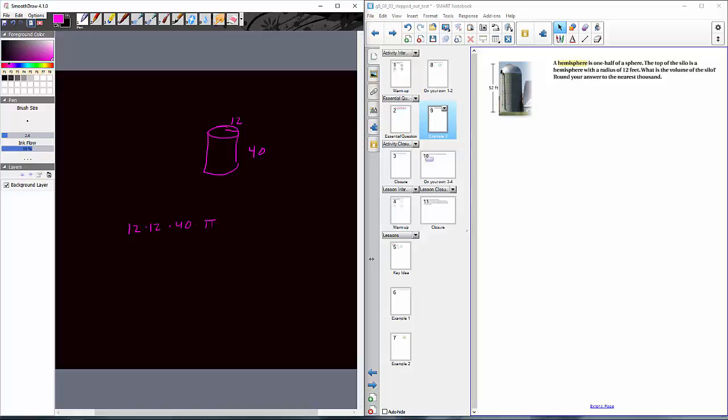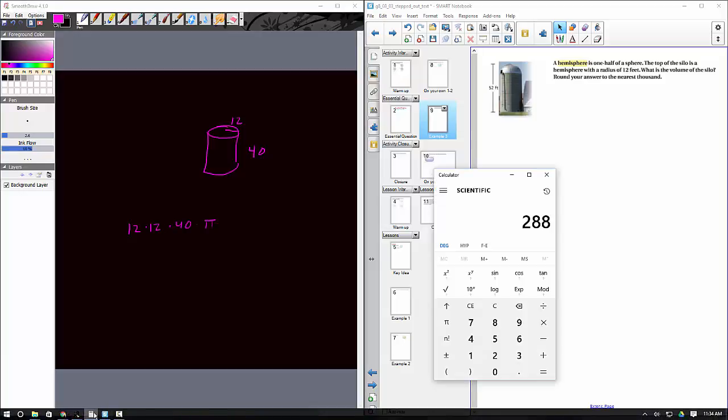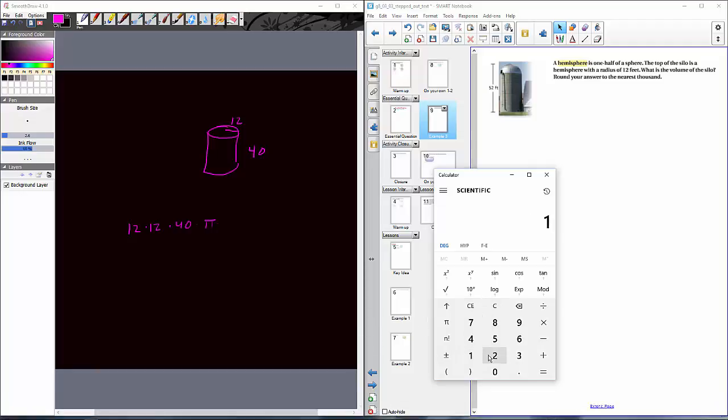And whenever I do that, 12 times 12 times 40, and that equals 5,760. So this right here is 5,760, and then that's pi, of course, units cubed. But now I have to figure out the top, right? And so I have this cylinder, or sphere I should say, but it's only half the sphere.